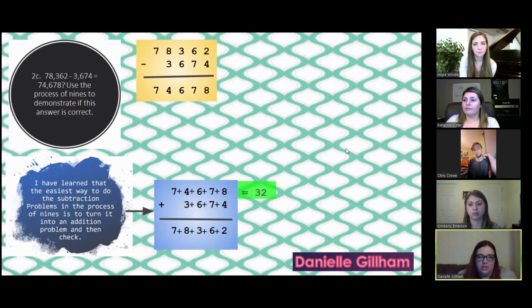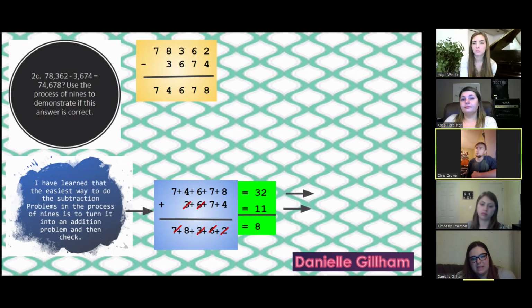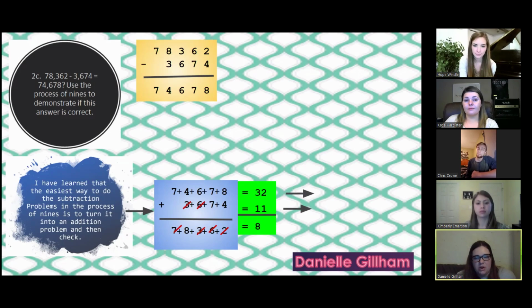And then we're going to add up all the digits. For the first row, I got 32, and the second row, I got 11. I crossed out the 3 and the 6 because if you have 9s, then you can eliminate the 9s. I did that on the bottom row as well. So we got 32, 11, and 8.